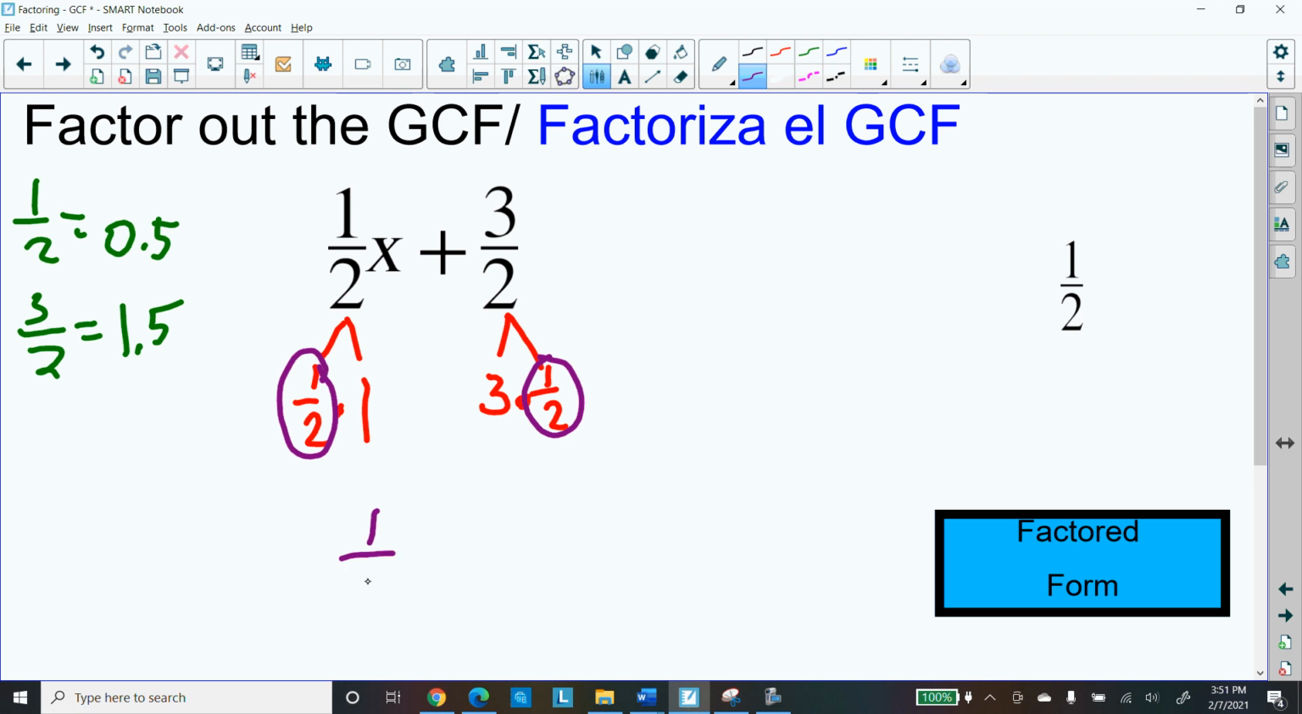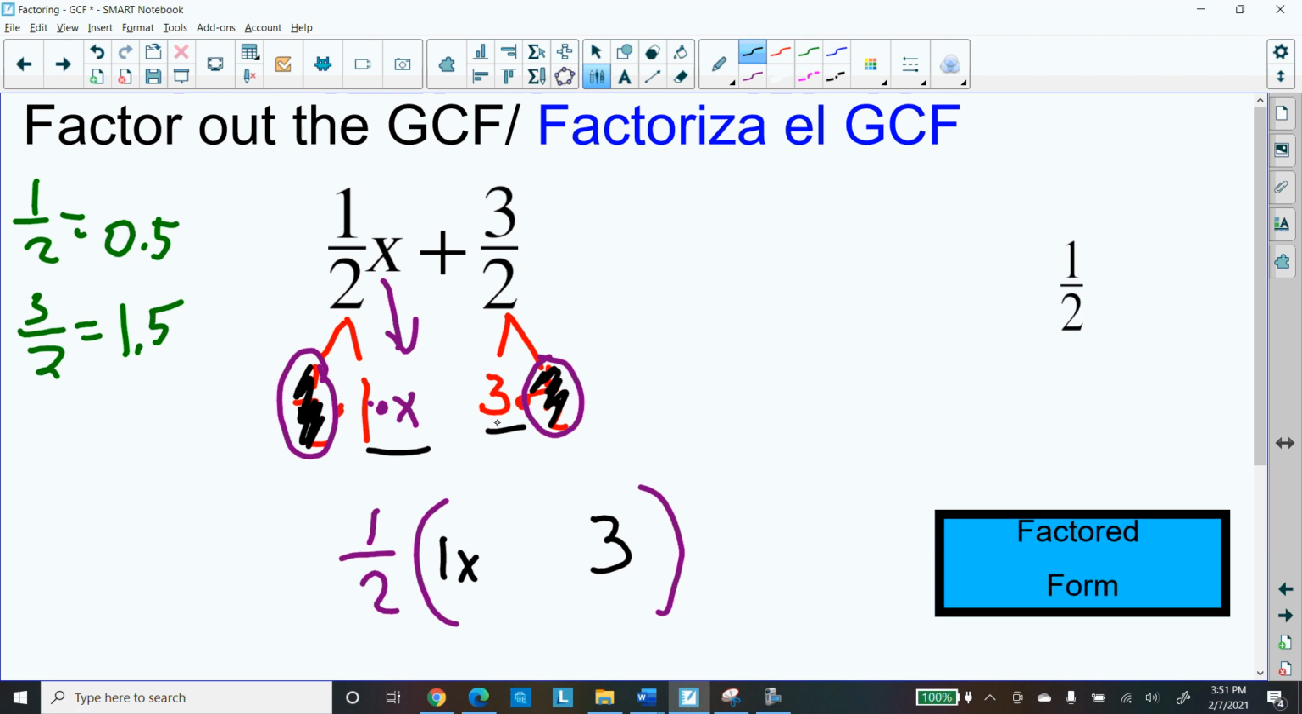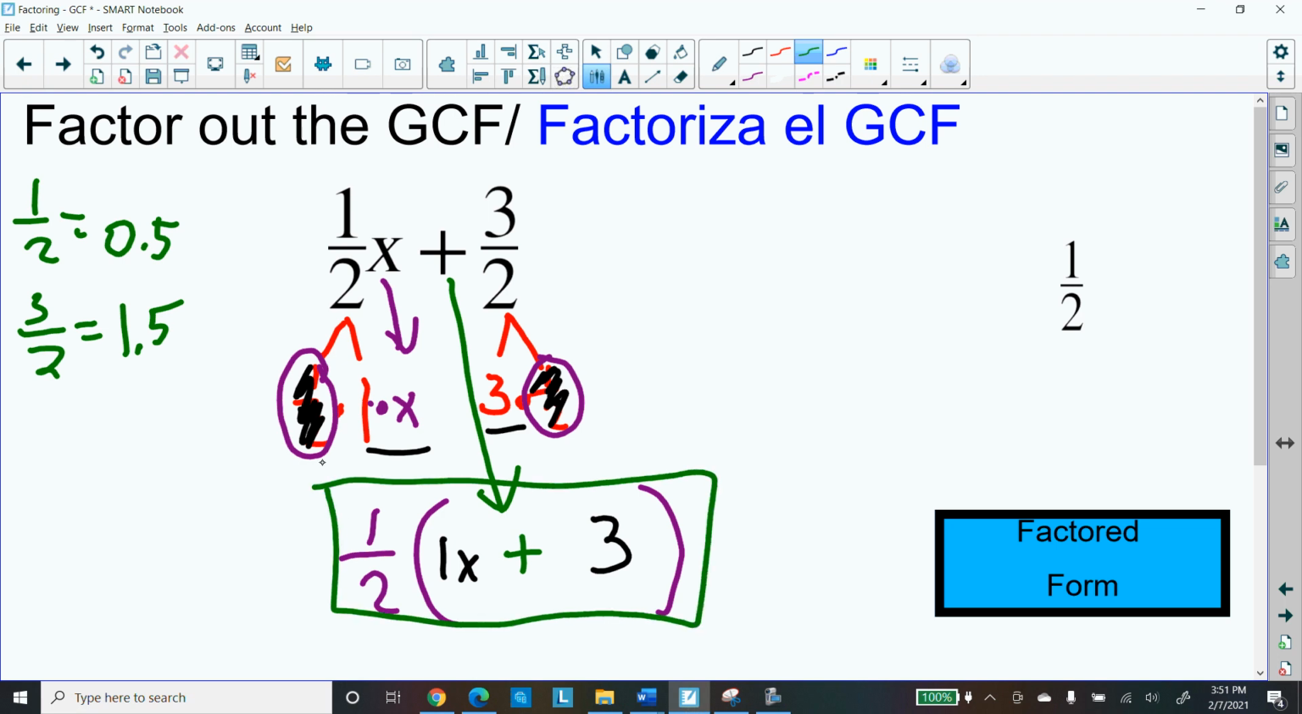So I'm going to put that on the outside here. Oh, and don't forget I have an x also to bring down. So I'm going to rub out the 1/2 and see what's left. On this side, I have one little x. On this side, I have a 3. And I've got to bring down the plus sign. So let's bring that down. And there's my factored form: 1/2 times one little x plus 3.